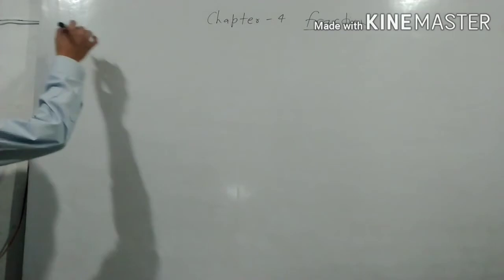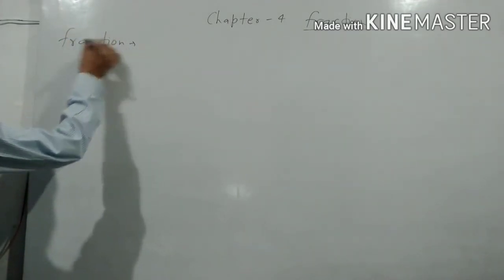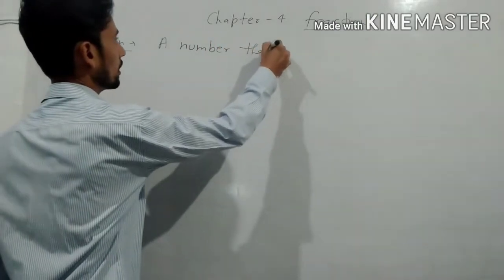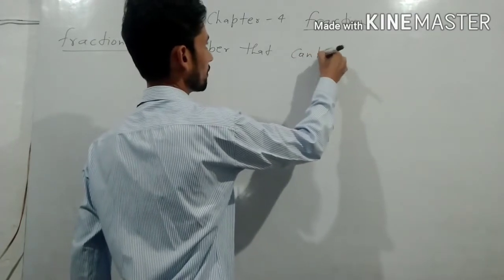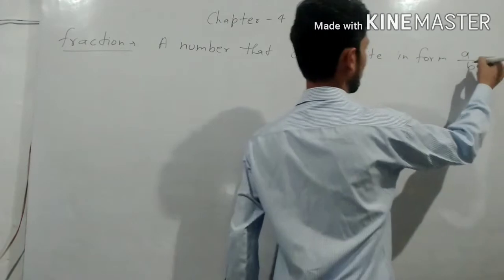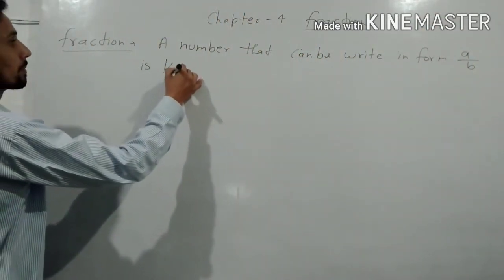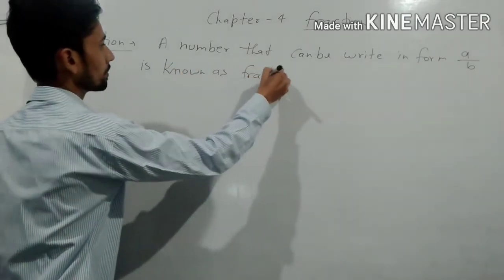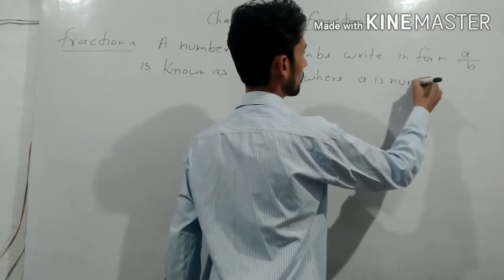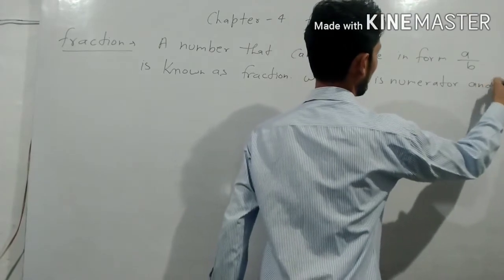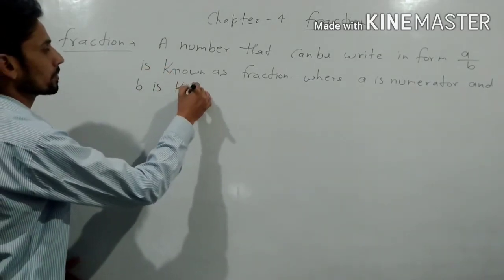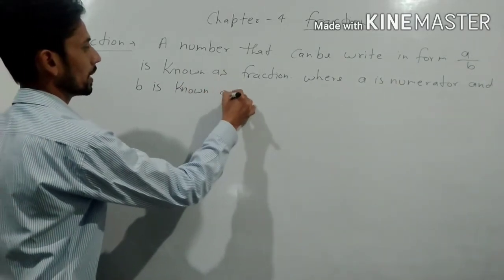So first of all we will discuss fractions. What is a fraction? A number that can be written in the form a over b is known as a fraction, where a is the numerator and b is known as the denominator.